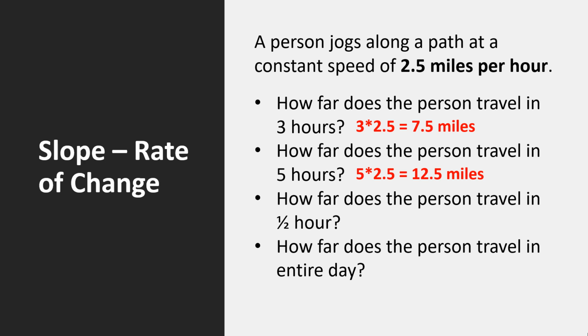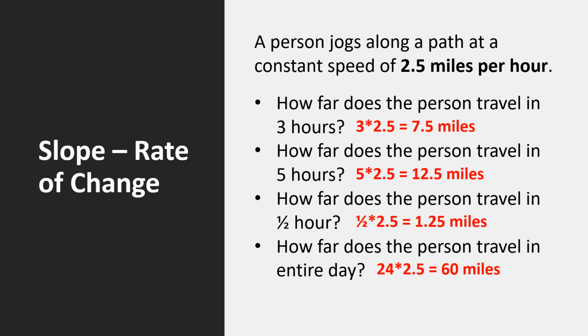If the person jogs only for half an hour, well, that would be 1/2 times 2.5, our slope, which is 1.25 miles. And if the person jogs the entire day, 24 hours, well, that would be 24 hours times 2.5, which is 60 miles. That person's going to be very tired.